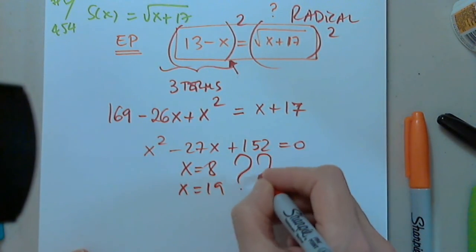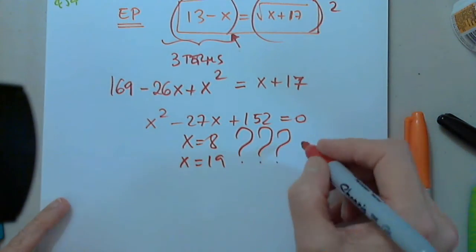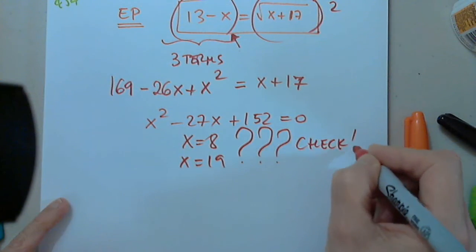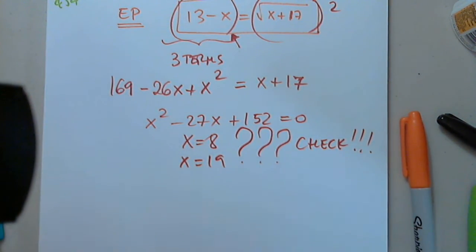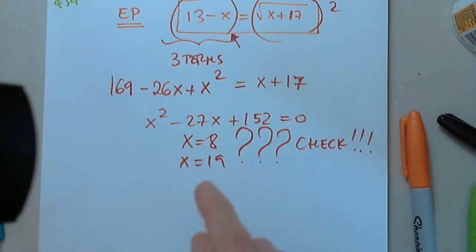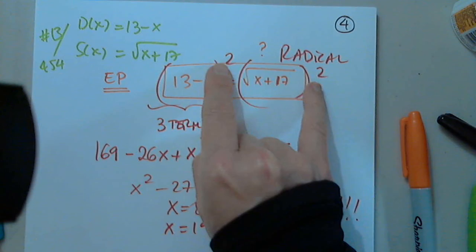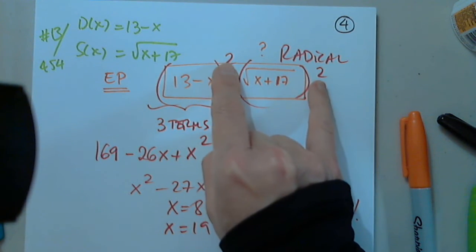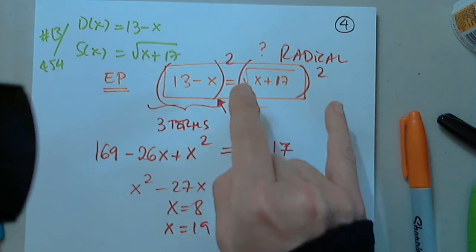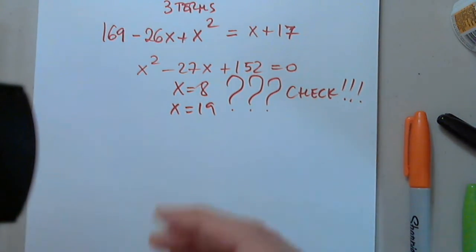A big question mark. Please remember this. We squared both sides. We must check. Okay? We may have one solution, two solutions, or none. But I have to check in the original problem. This is part of the problem. Whenever we square, cube, etc., at both sides, extraneous solutions may pop up. Solutions that are not solutions of the original problem.